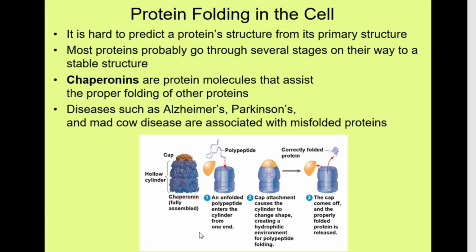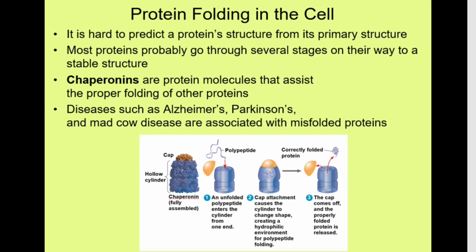I didn't want to spend too much time on this, but it's worth mentioning because we've just talked about this process of coiling and folding and twisting to create this complex three-dimensional shape. So how does that happen? This process of protein folding is pretty complex, and just by looking at the primary level of structure, the unique sequence of amino acids, it's very difficult for scientists to predict how a protein is going to fold up and what its ultimate structure is going to be.